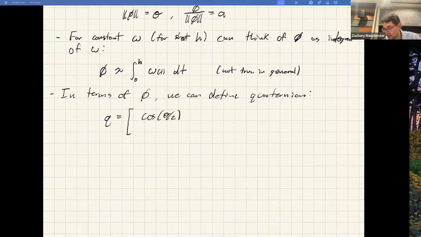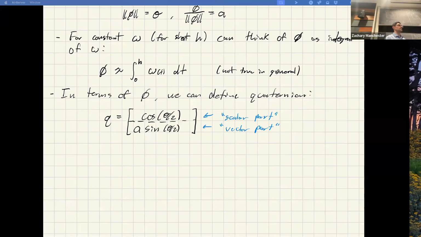So this is cos theta over 2, which is a scalar. And then the bottom is A times sine theta over 2. Right? So the top part here is a scalar, and we're going to call that the scalar part. And the bottom here is a 3D vector, and we're going to call that the vector part. Okay, first question. What is the length or norm of this four-dimensional quaternion?